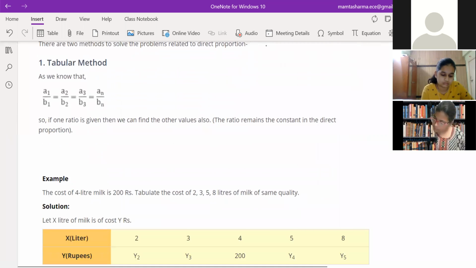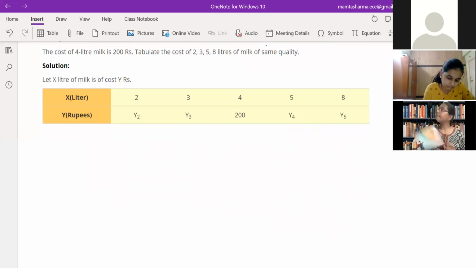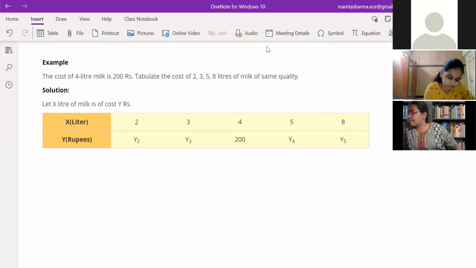Now, you can solve direct proportion by using the tabular method. Let's solve an example. The cost of 4 liters of milk is 200. Tabulate the cost of 2, 3, 5, 8 liters of milk. Can you do this? Can you try it, or can you explain how it will be solved?